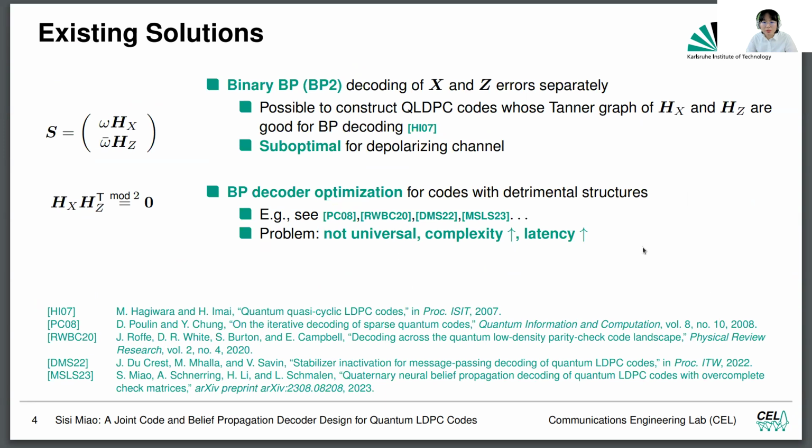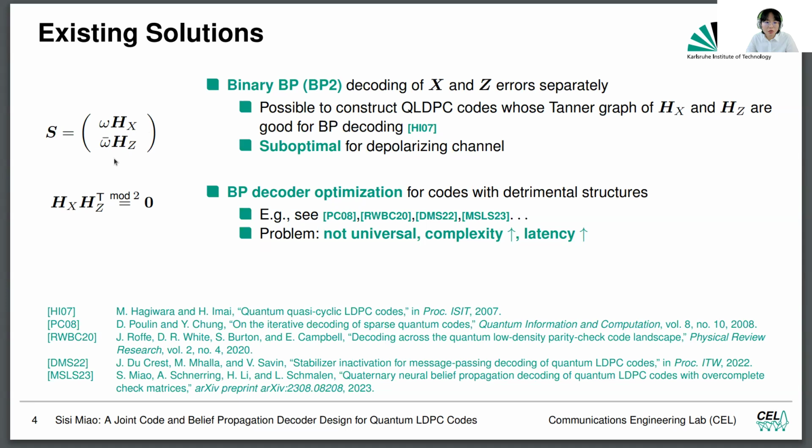Okay, then we have some existing solutions which try to address this issue. The first one is to decode the quantum LDPC codes by decoding X and Z errors separately, looking at HX and HZ as 2 separate binary matrices. Then we can just use binary belief propagation decoding, and we can avoid 4-cycles inside HX and HZ respectively. This is good, and for the individual decoding you can get pretty good performance.